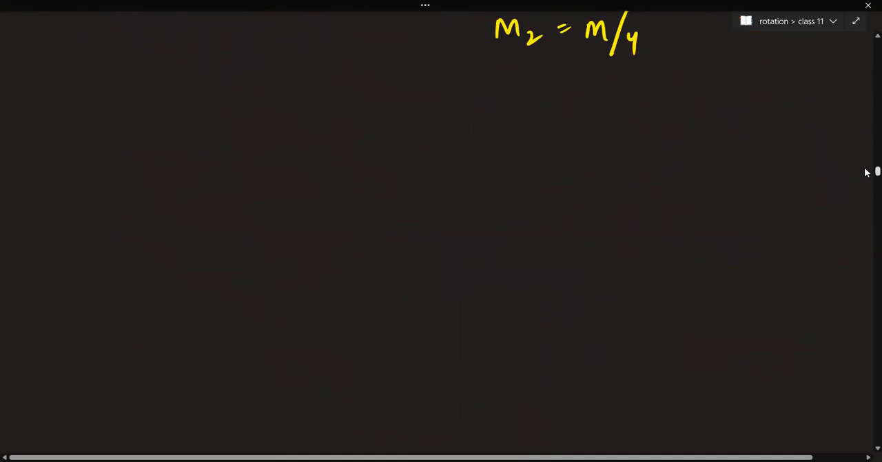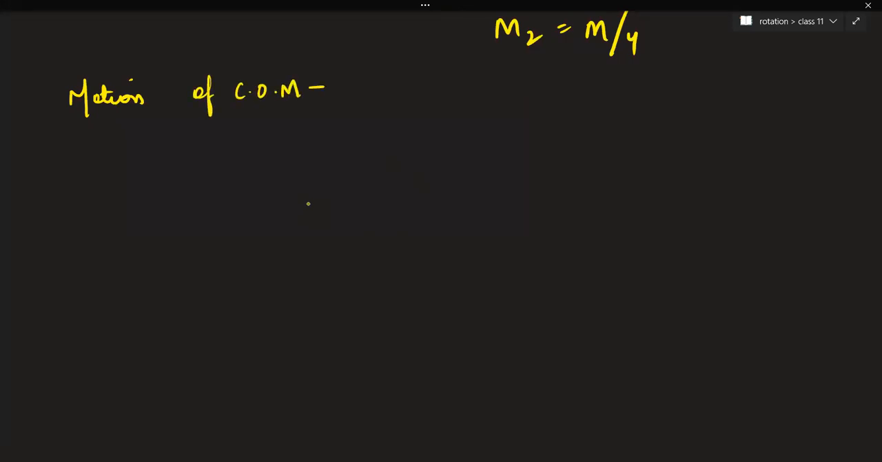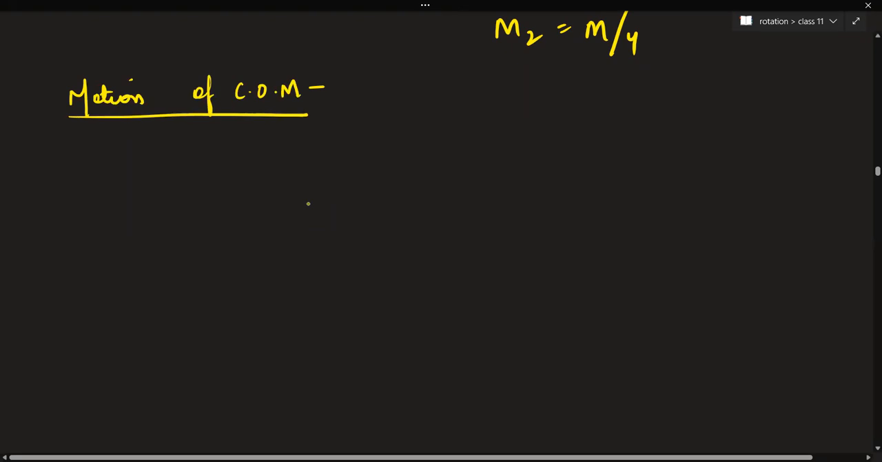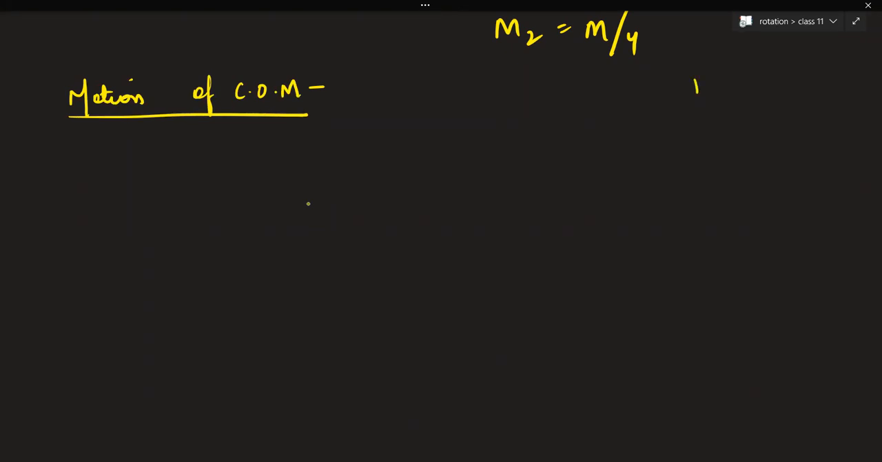Now, we'll continue with center of mass only. Center of mass is a big topic. Let us complete that. You have to understand motion of center of mass. In the last class, we had just studied how we calculate the center of mass. But see, when the body is in motion, let's say this is the body, this body is in motion. So the center of mass that is present will also be in motion.